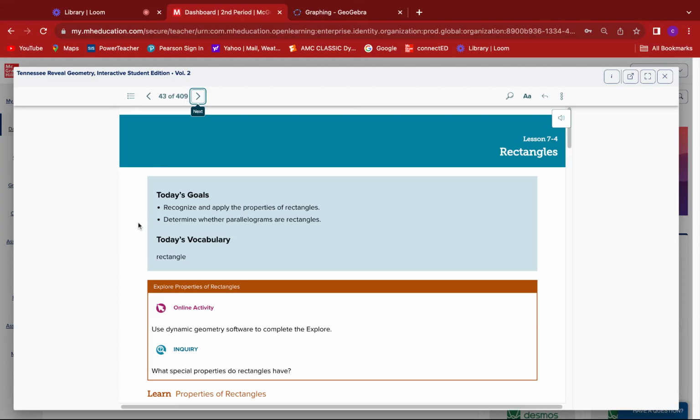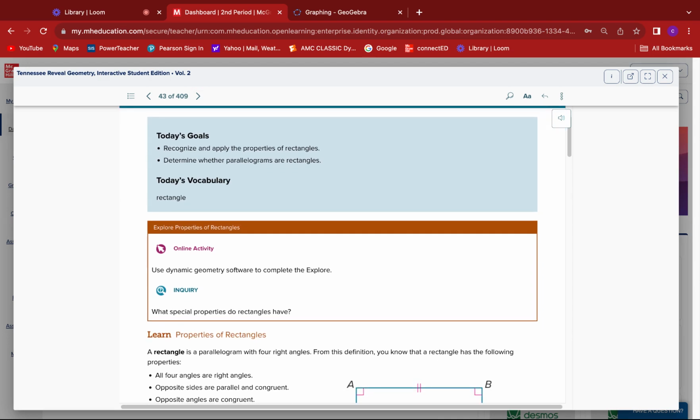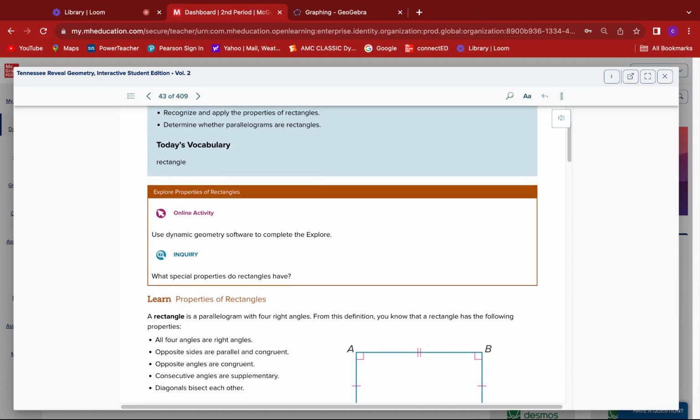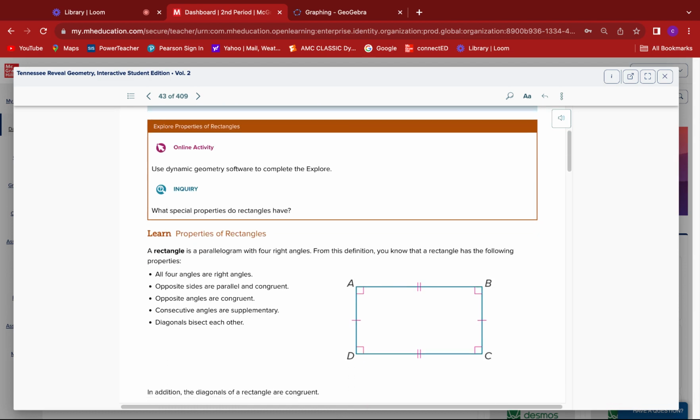Hey everybody, we are in lesson 7-4 on rectangles in the Tennessee Revealed Geometry, and I am on page 429. Well, I guarantee you have seen a rectangle before in your life because it is talked about in all the lower grades. But of course, being high school geometry, we're going to probably get into way more detail about what a rectangle is. But it does have four sides.